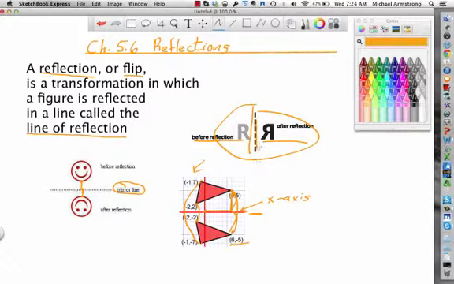That's really all there is to it. If you can plot points and you understand an axis of rotation or line of reflection, this is the quotation that we need to understand. And that's what a reflection is. We're going to keep this lesson very short and to the point so you can get on with your work.